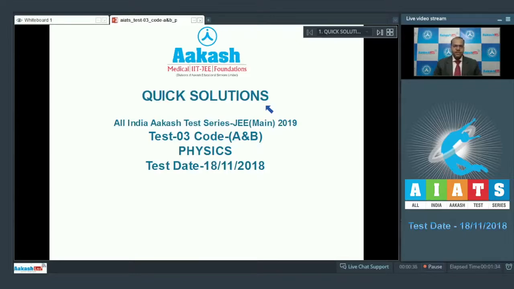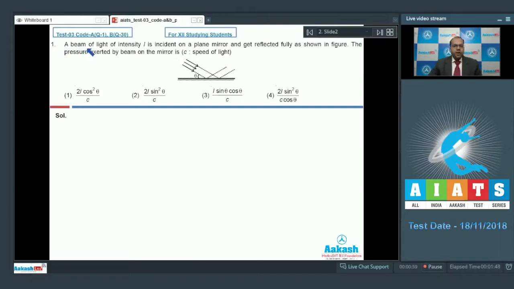A and B Physics. Let's move to question number 1. In question number 1, a beam of light of intensity I is incident on a plane mirror and gets reflected fully as shown in the figure. The pressure exerted by the beam on the mirror is... C is the speed of light.